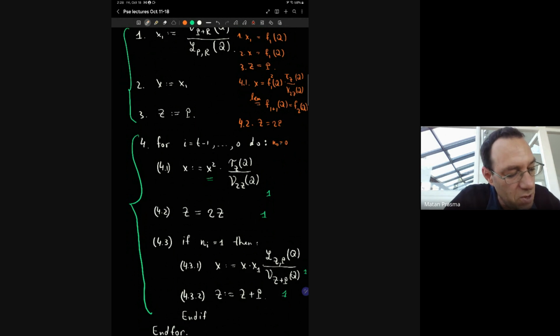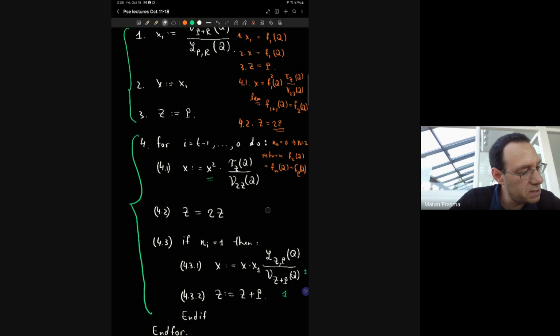But if N0 is zero, it means that N is equal to two. So I return F2 of Q, which is Fn of Q, which is Fp of Q, as I wanted. And indeed, I also return Z to be 2p, which is another part of the statement.